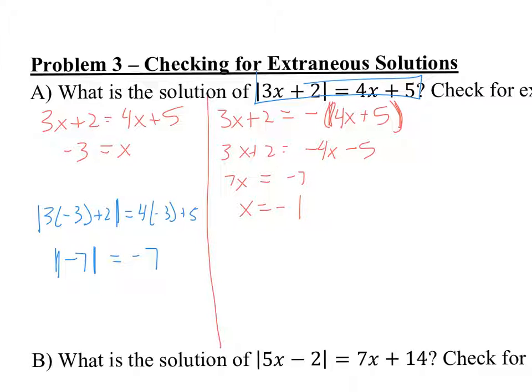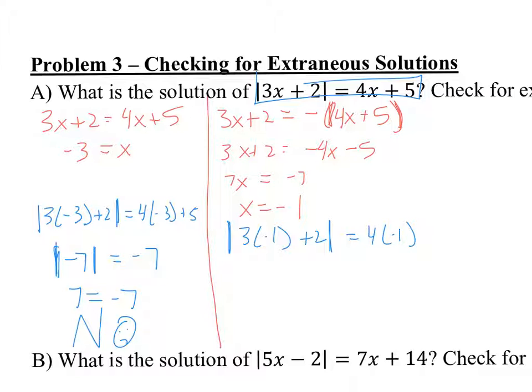And some people say yes here, but don't forget the absolute value of -7 is 7. So this becomes 7 equals -7. No, that does not work. Sad story. If I check -1, so I have the absolute value of 3 times -1 plus 2 equals 4 times -1 plus 5. I get the absolute value of -1 is equal to 1. Well, that gets me 1 equals 1, so yes, that works. Hallelujah. Try to check the second one by yourself.